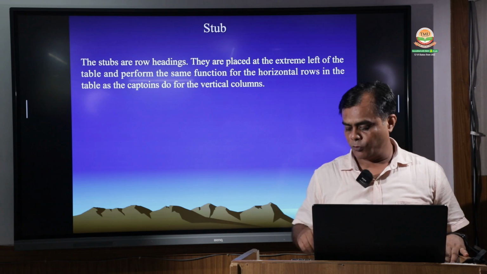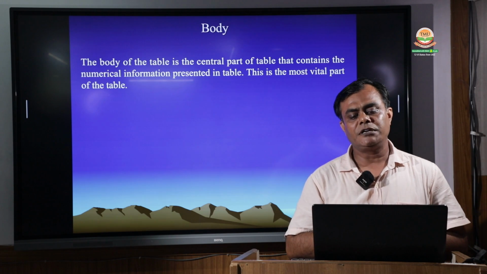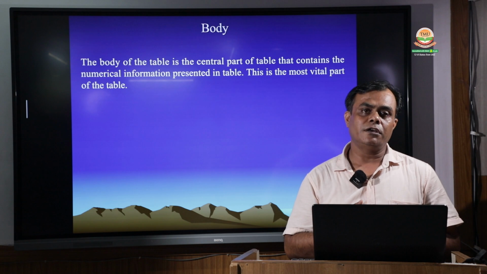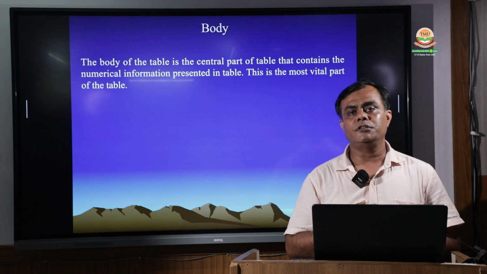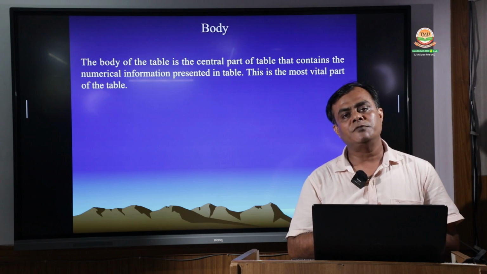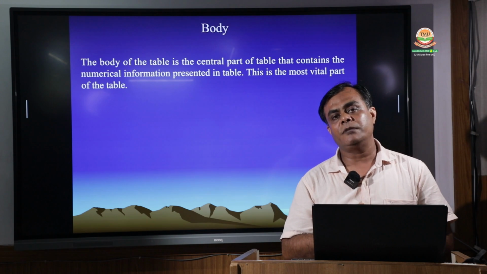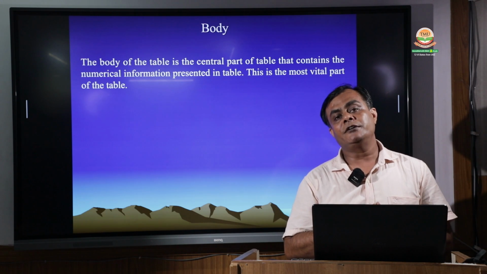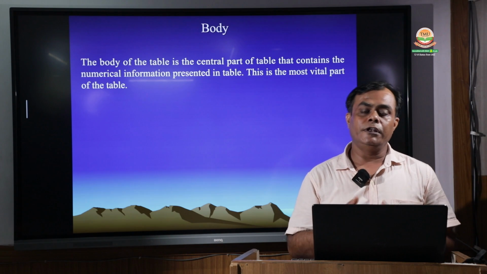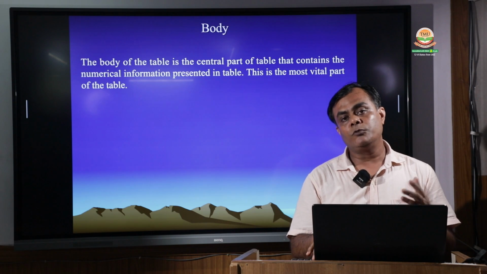So next is the body of the table. The body of the table is the central part of the table that contains the numerical information presented in the table. So that must be the vital part of the table. As per the name, the vital part of the table is called the body of the table, and from the body of the table we get vital information regarding the data or anything related to the table. So the body is considered the most important part.